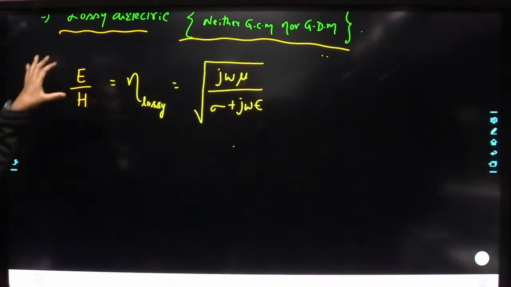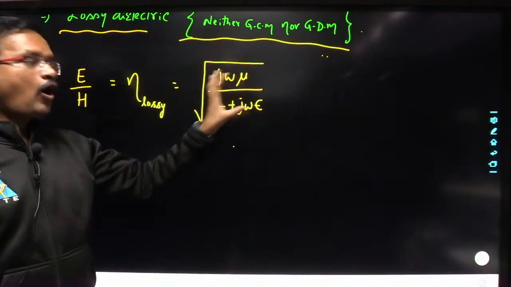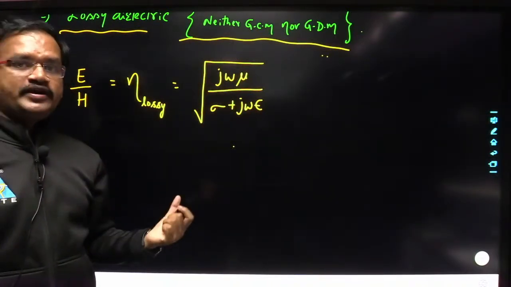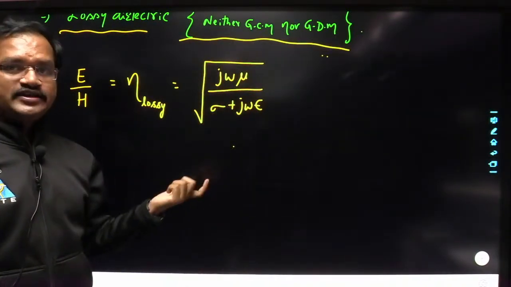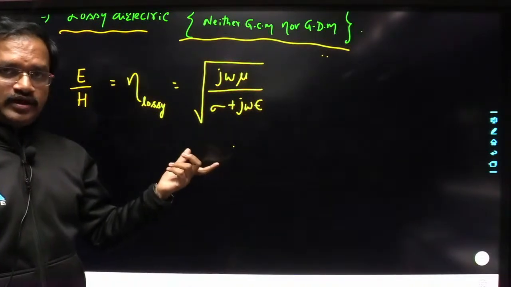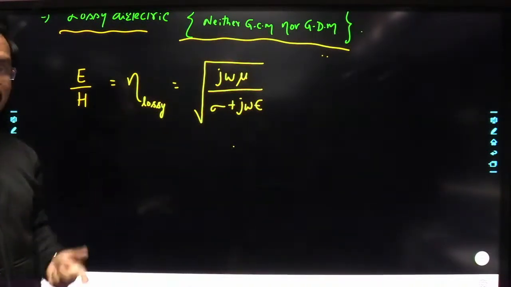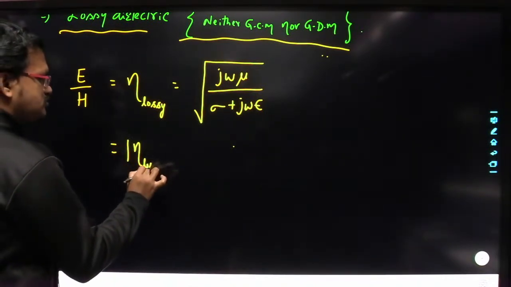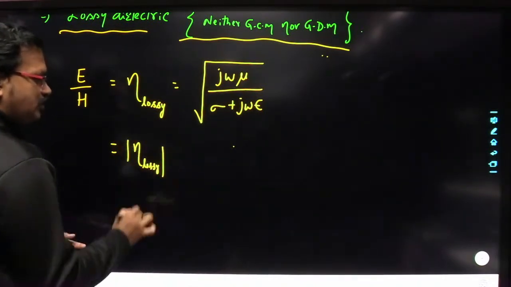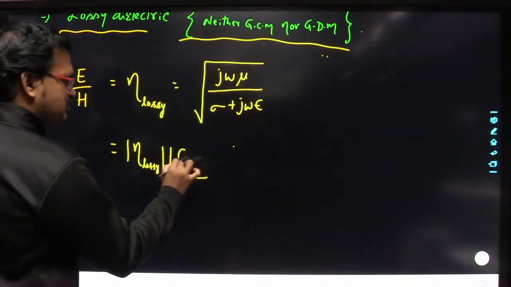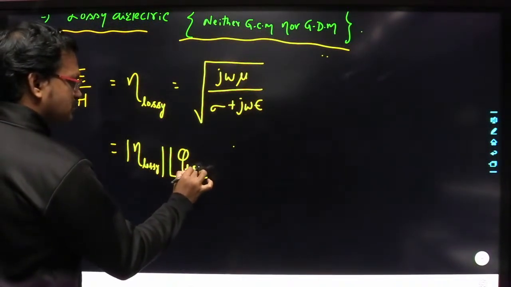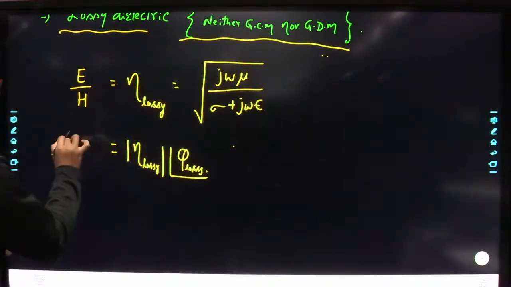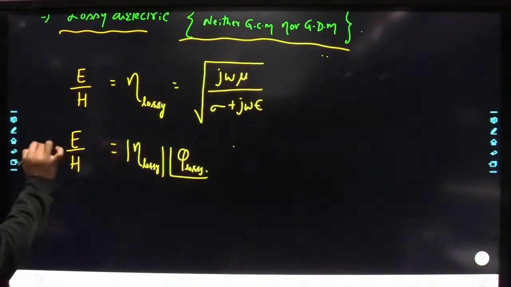If you observe here, the E by H ratio is a complex quantity. A complex quantity means it is going to have both magnitude as well as phase shift, right? So let us say I represent the magnitude of eta lossy with the magnitude of eta lossy, and the phase shift with phi lossy, right? So this is nothing but the E by H ratio.